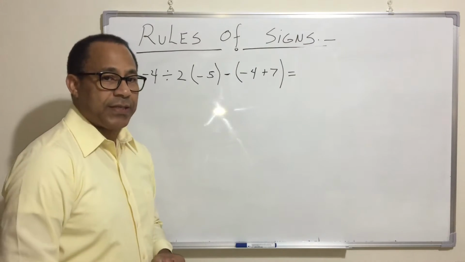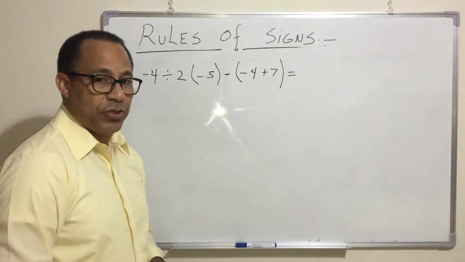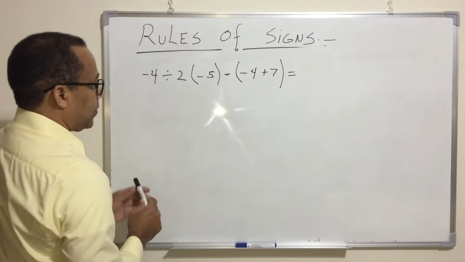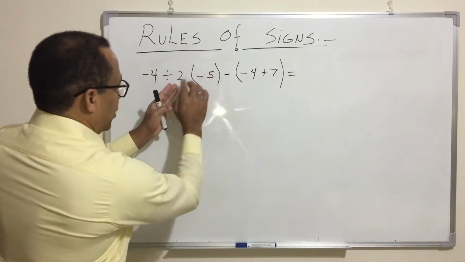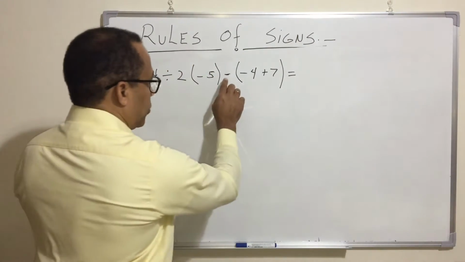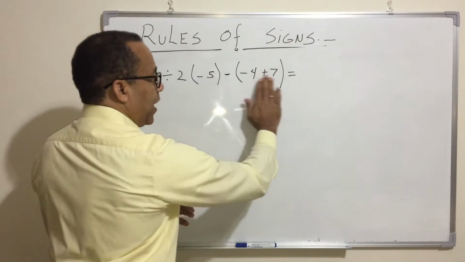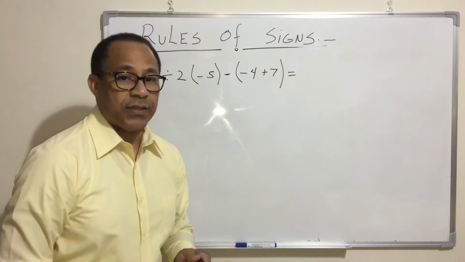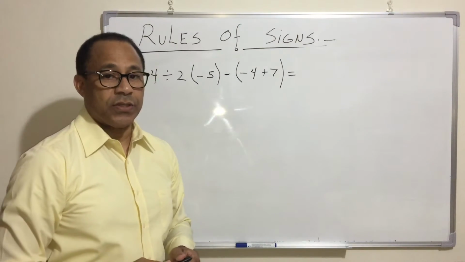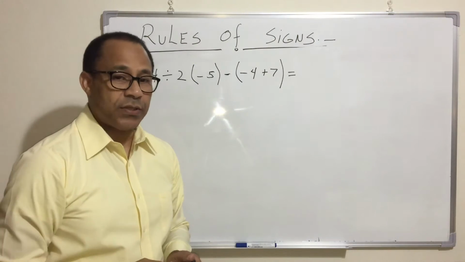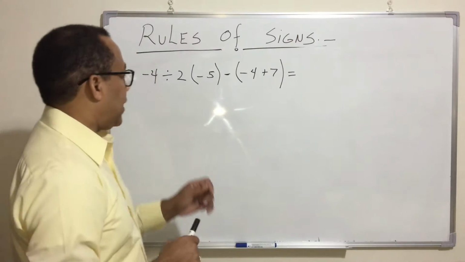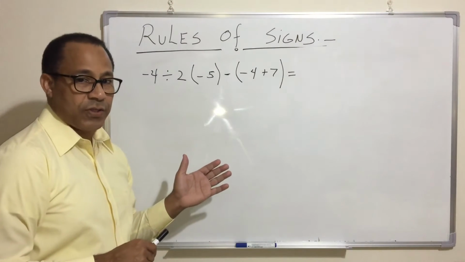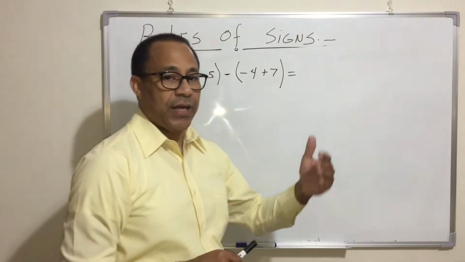First thing we do is identify what operations we have. We have division, we have multiplication, we have subtraction, and we have adding and subtracting. If you remember the rules of signs, and if you remember the order of operations from our last videos, we need to remember that we need to solve the divisions and multiplications first, and then additions and subtraction.